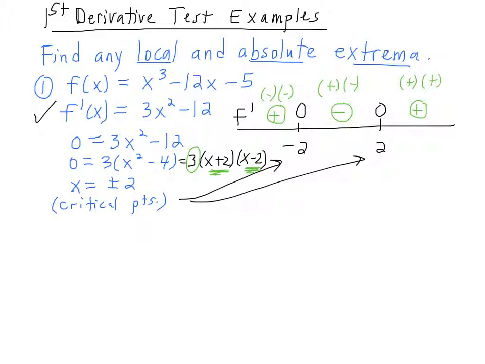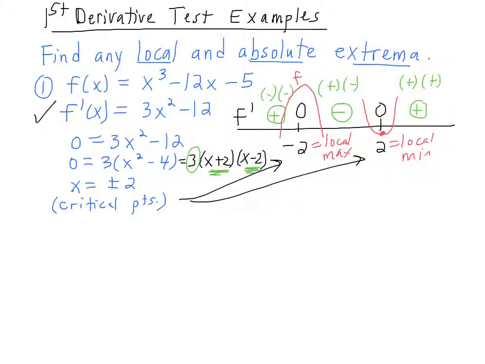Notice how our derivative goes from positive to negative, so that means it's going to be increasing, then decreasing. And when I say it, I'm referring to f. f is going to be increasing, and then it's going to be decreasing, which means right here at negative 2, we're going to have a local max. And then at positive 2, our derivative is going from negative to positive, so it's decreasing, then increasing, so we have a local min.